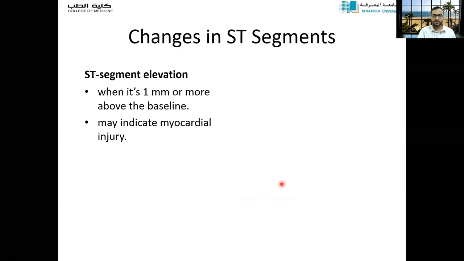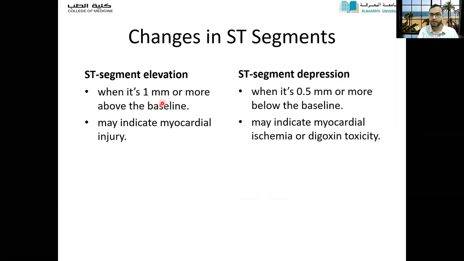Elevation of the ST segment more than 1 millimeter from the baseline is suggestive of myocardial infarction. So if the ST segment is elevated, it gives you a clue about myocardial infarction. But if the ST segment is depressed, 0.5 millimeter below the baseline, it is suggestive of ischemia or digoxin toxicity.